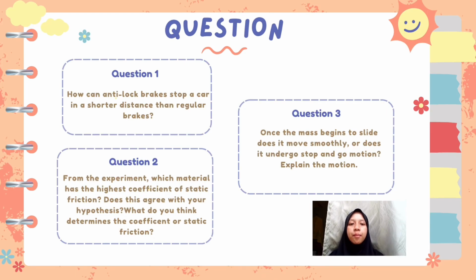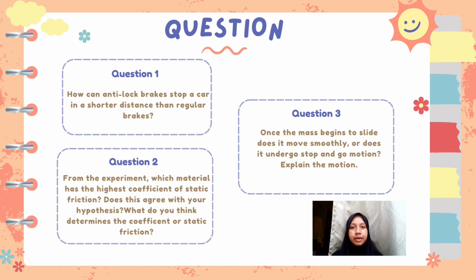How can an anti-lock brake stop a car in a shorter distance than a regular brake? An anti-lock brake will pump the brake so that the tires do not experience kinetic friction but static friction, which in turn slows the car faster and in a shorter distance. Question 2. From your experiment, which material has the highest coefficient of static friction? Does this agree with your hypothesis? What do you think determines the coefficient of static friction?